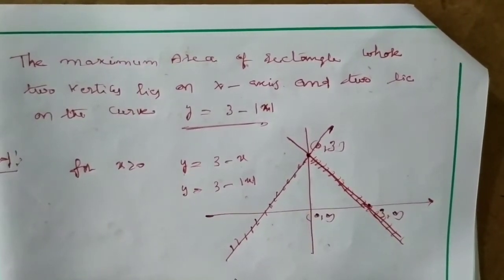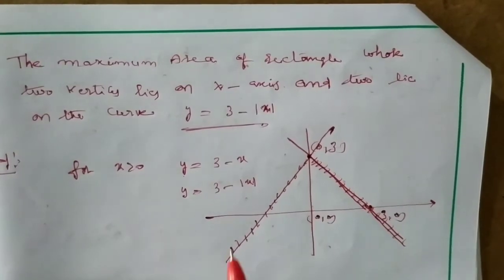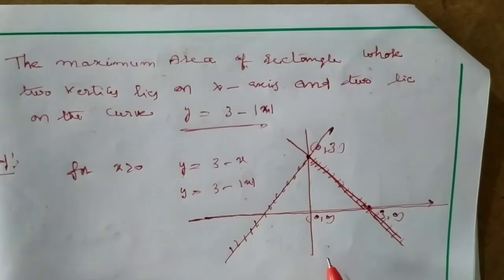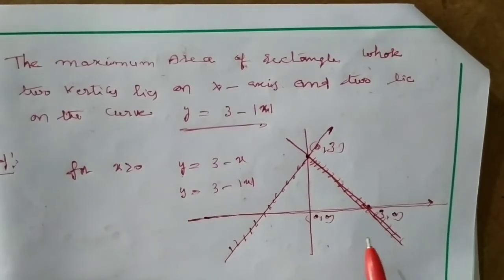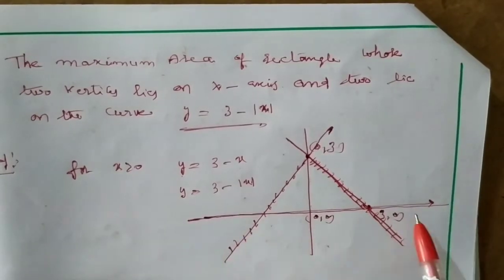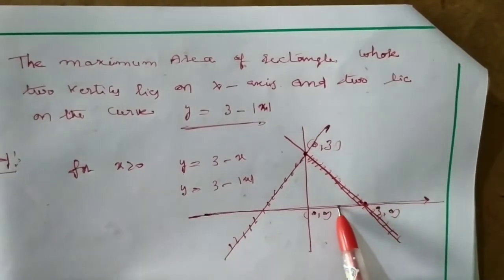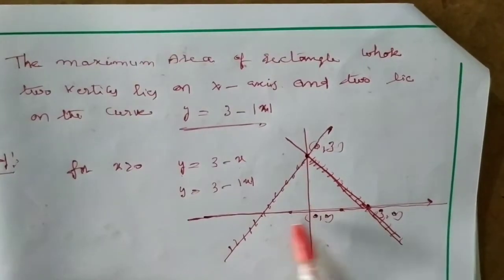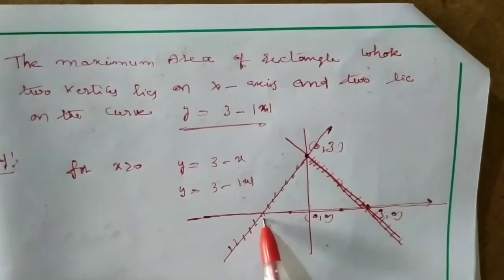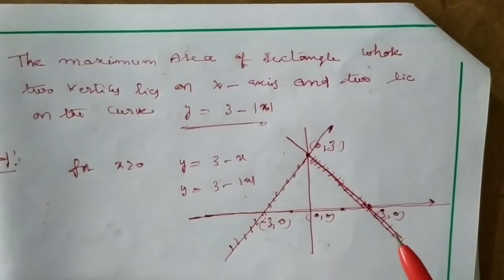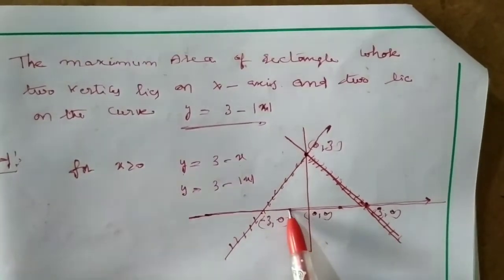Now here we want to find the rectangular area whose vertices lie on the x-axis. We have to consider a rectangle, two of whose vertices lie on the x-axis. You can take them anywhere. The curve intersects the coordinate axis at (3, 0) and (minus 3, 0). So we have to consider two points on the x-axis.